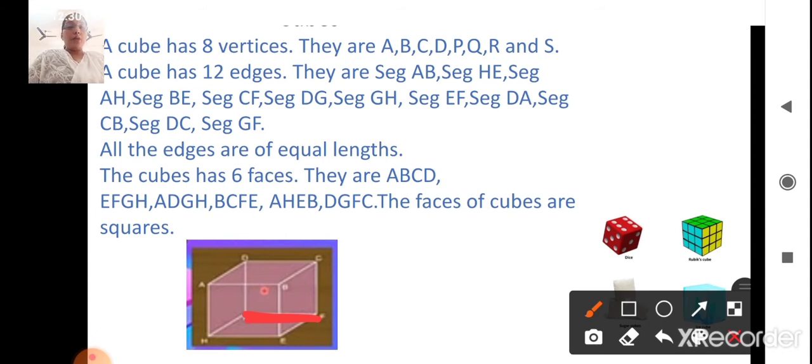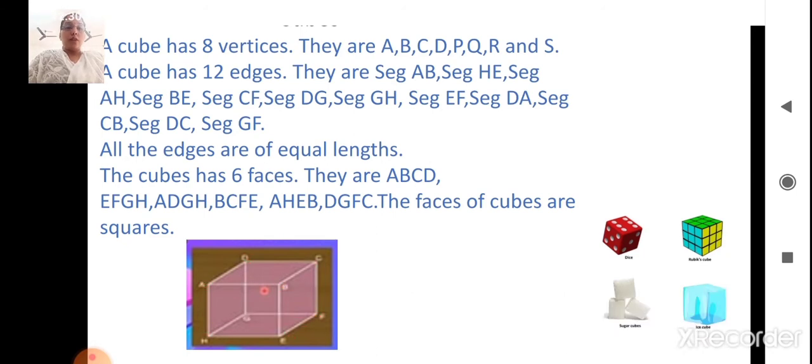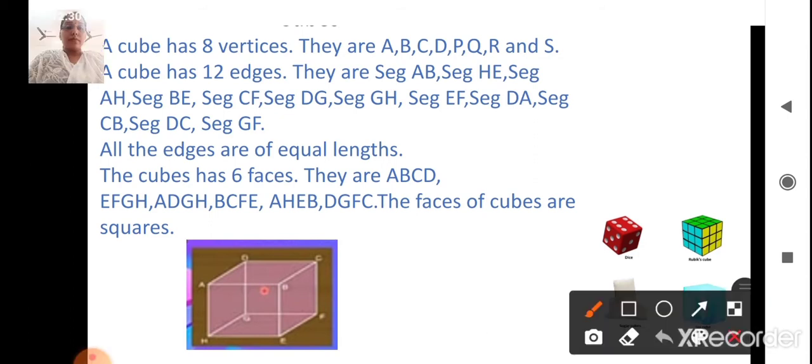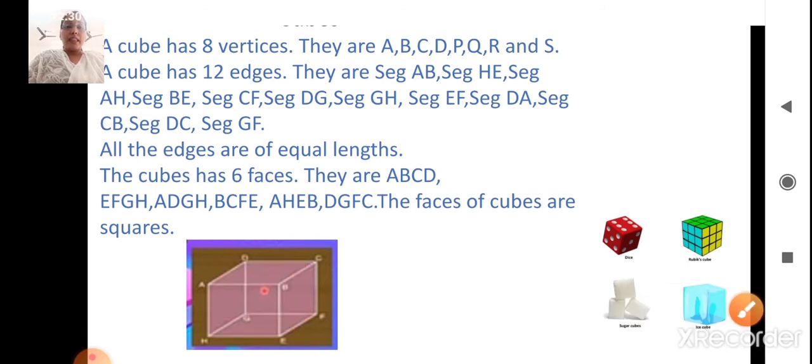We have 8 vertices in a cube. That is A, B, C, D, E, F, G, H. Okay, and all the edges of cube are of equal length. Okay, even the cube has 6 faces. So let us see the faces of a cube, children. A, B, C, D. The upper one, A, B, C, D. Yes. Next the down, E, F, G, H. Okay. Next we have B, C, F, E.